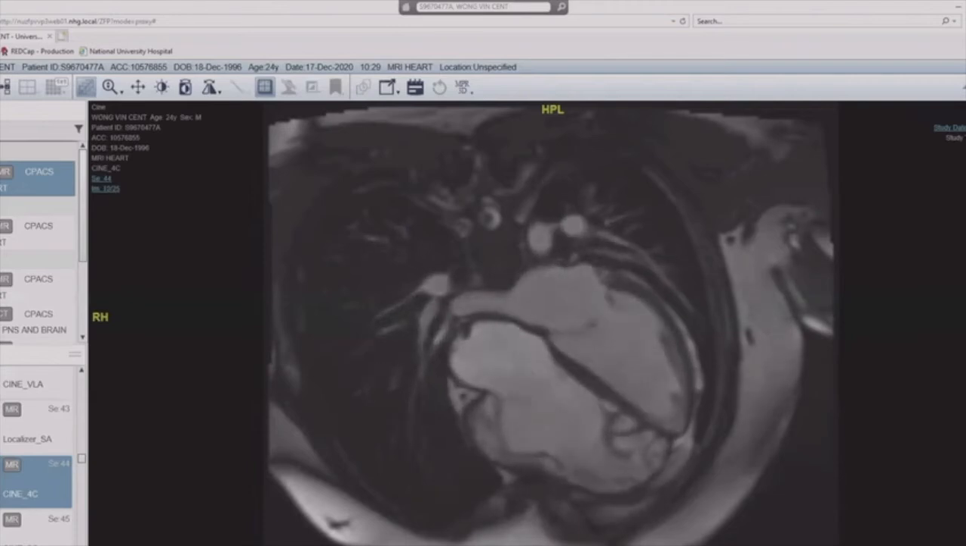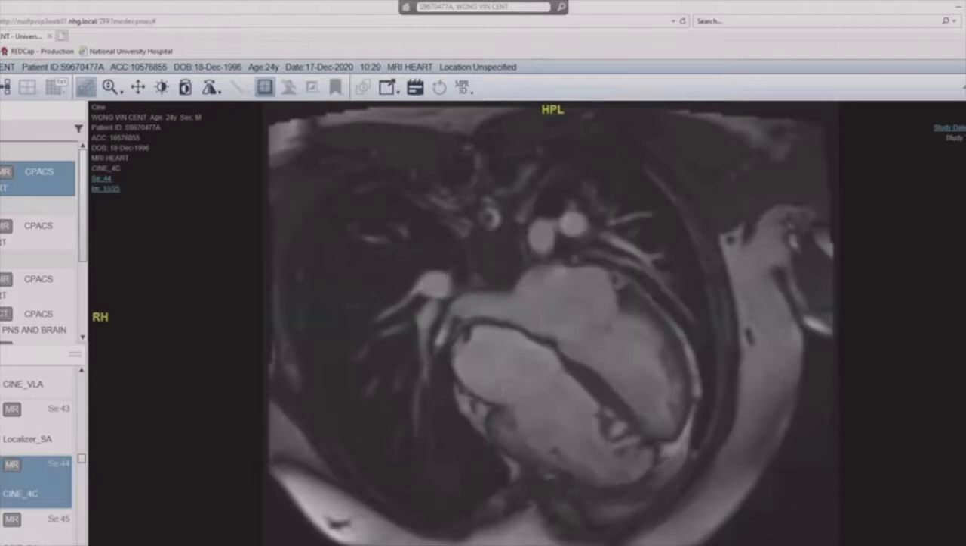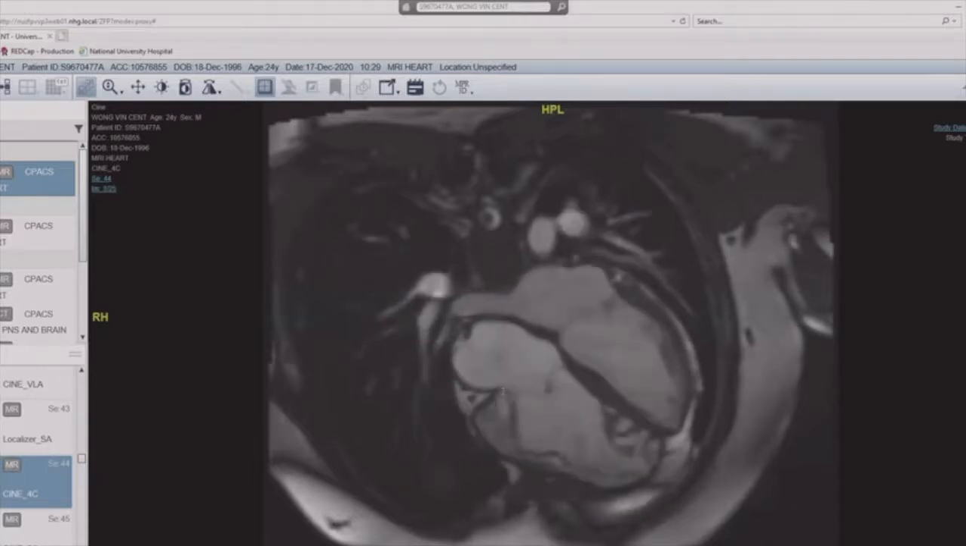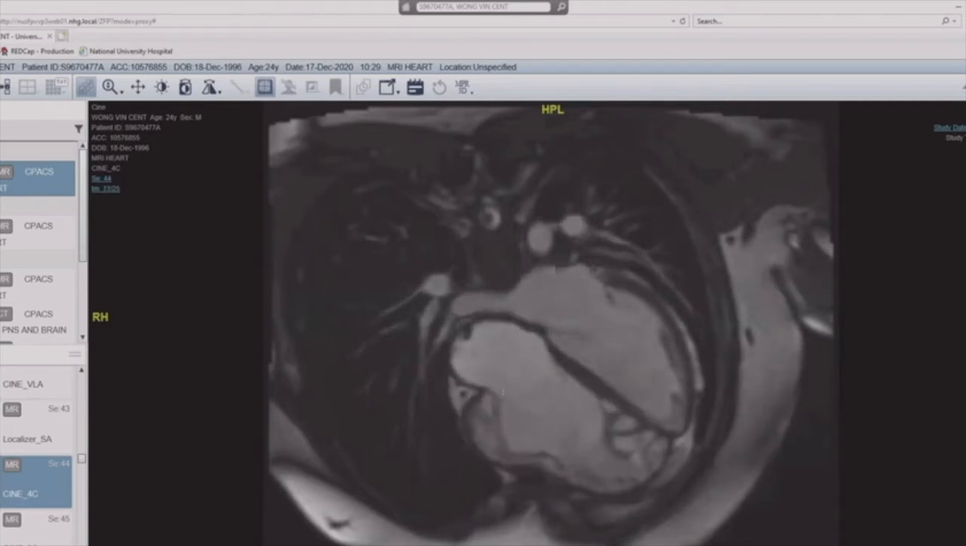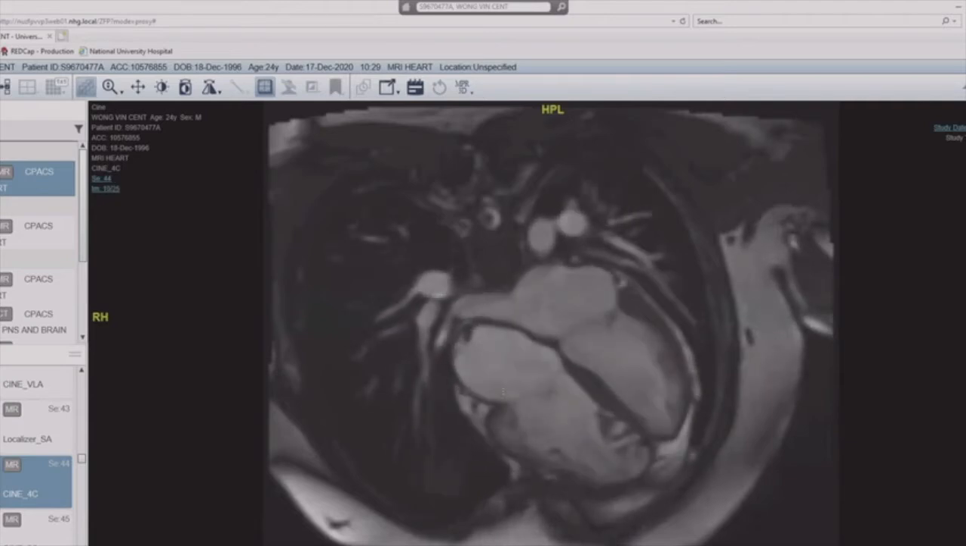One of the advantages of MRI is that there's no radiation, and that you can assess function. You can look at it qualitatively and look at the contractility of the right ventricle and the contractility of the left ventricle. And we can also do quantification of volume in order to obtain the ejection fraction of the left ventricle as well as the right ventricle.